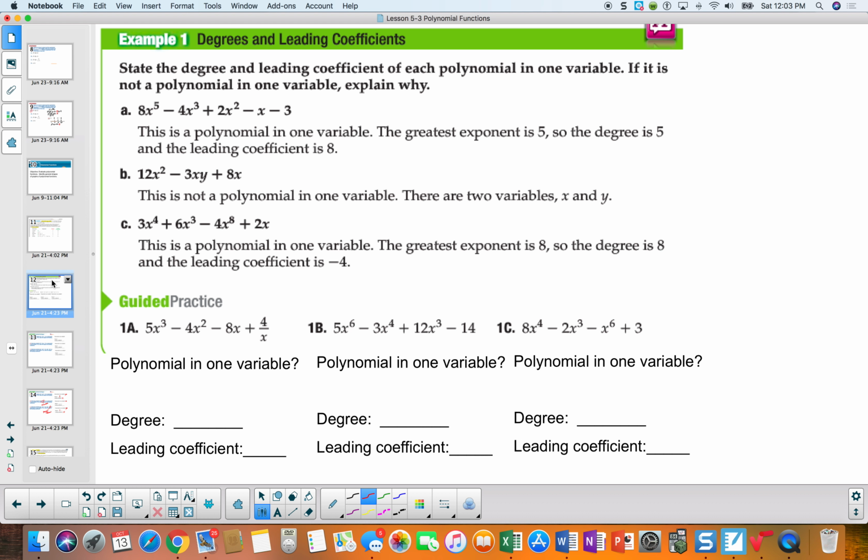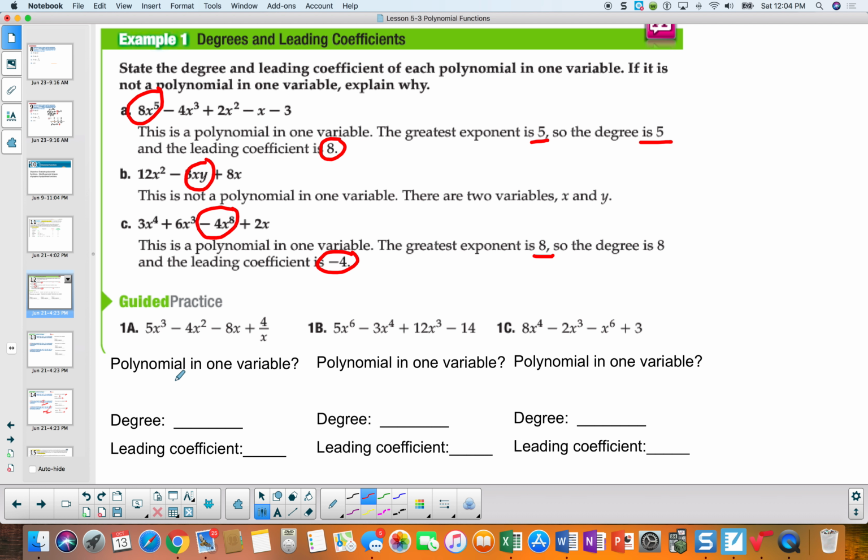All right, so let's go ahead and practice some problems. In this problem, we notice that the highest degree here is to the 5th. So we say the greatest exponent is 5. That means it's degree 5. And the leading coefficient is always the number that's being multiplied to that, and that's going to be 8. B is not a polynomial in one variable because we're multiplying x times y, so we don't talk about anything else there. Here, notice that this is not in order, it's not in standard form, so you have to look for the highest power, and the highest power is 8 right here, and the number being multiplied to that x to the 8th is -4.